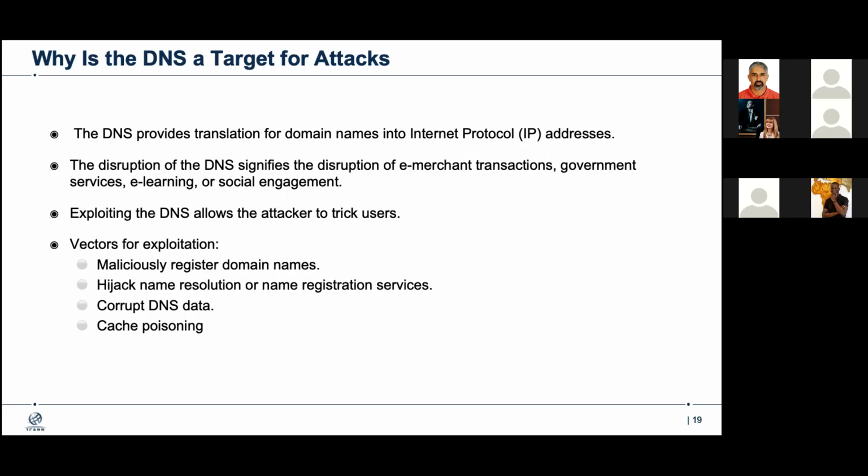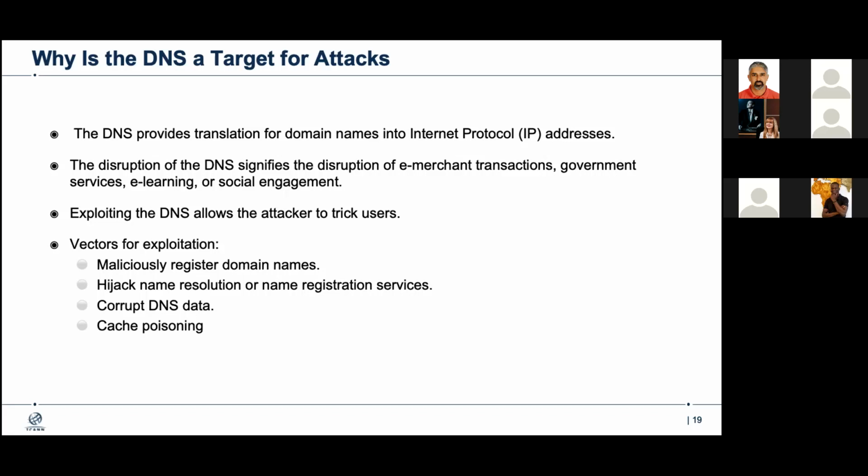And because of this, attackers will use various exploitation vectors. They can try to register a malicious domain. They can try to hijack the name resolution process, or even hijack the name servers and other core components of the DNS to direct traffic to their own site. They can try to corrupt DNS data by modifying records, such that a mapping that was supposed to go to a legitimate IP address is instead mapped to theirs. And they could also conduct certain tricks such as cache poisoning.